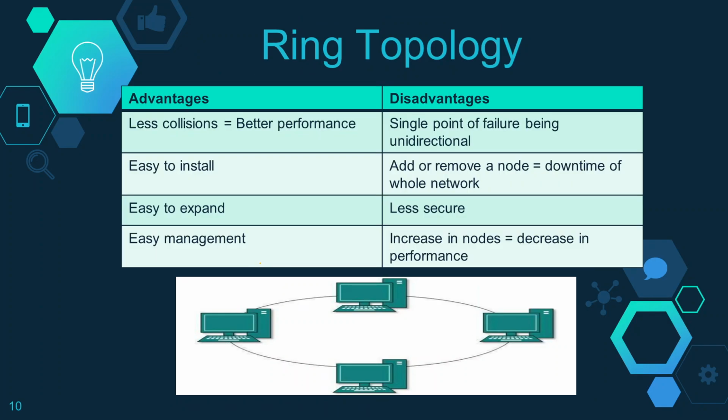Now, what are some of the advantages and disadvantages of ring topology? The first advantage is that there are fewer collisions. Why? Because we have the token method, and only that computer can transmit data that has the token. So no two computers can transmit at the same time, and there are very few collisions, and this means that it has better performance.